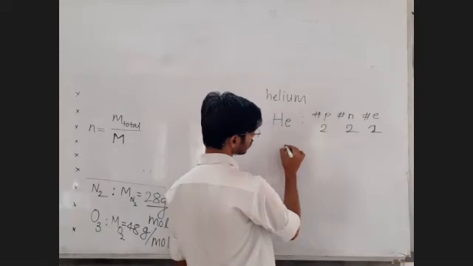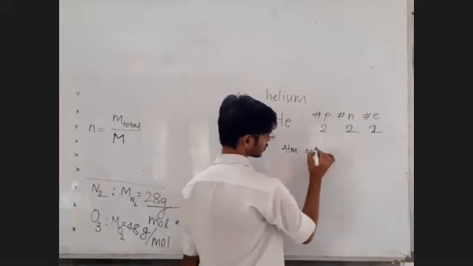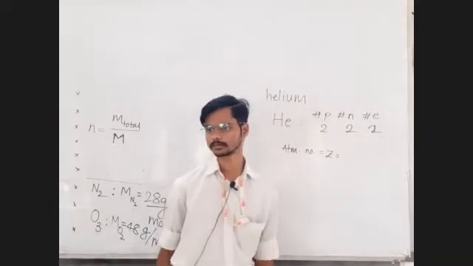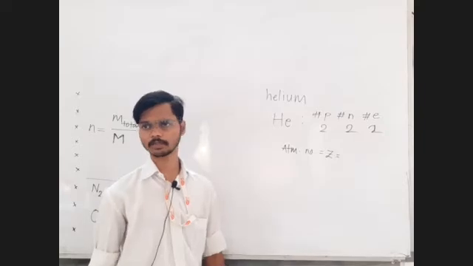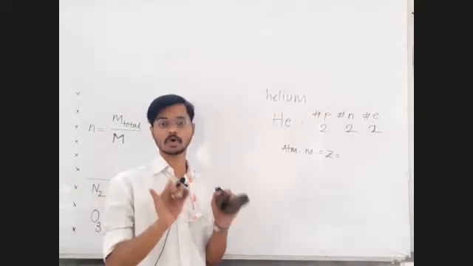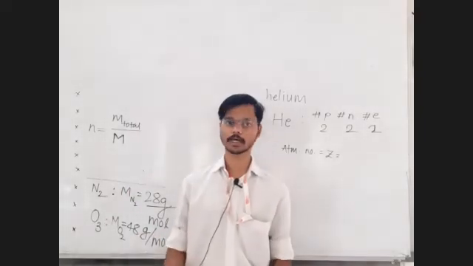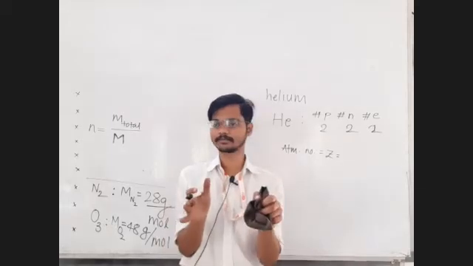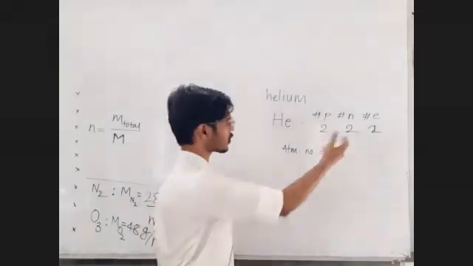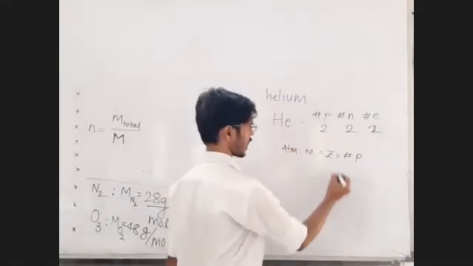So, what is atomic number? Let us write atomic number equal to Z. What is the definition of atomic number? Number of protons is the definition. Don't say number of electrons. We know atoms are neutral. Hence, for a neutral atom, number of protons is equal to number of electrons. But the basic definition is that the number of protons is called the atomic number.